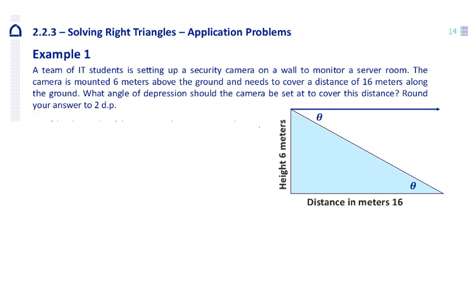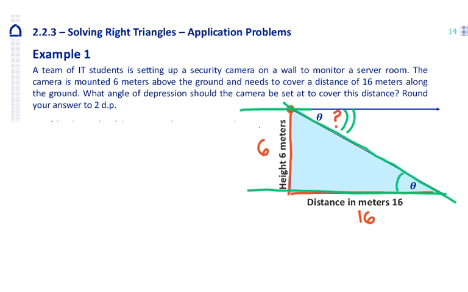So let's see an example. It says we've got IT students setting up a camera that is 6 feet on the wall, and it needs to cover a horizontal distance of 16 meters. And what's the angle of depression? So we want this angle. One thing to note is when you have parallel lines, two horizontal lines, and you have another line cutting them, it is the case that this angle and this angle are the same. So they're asking for this angle, but really that's the same as this angle.